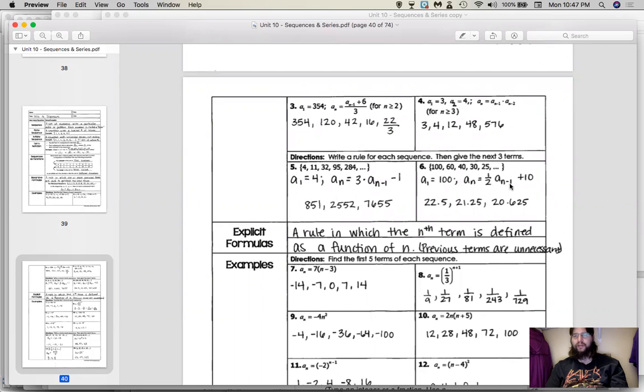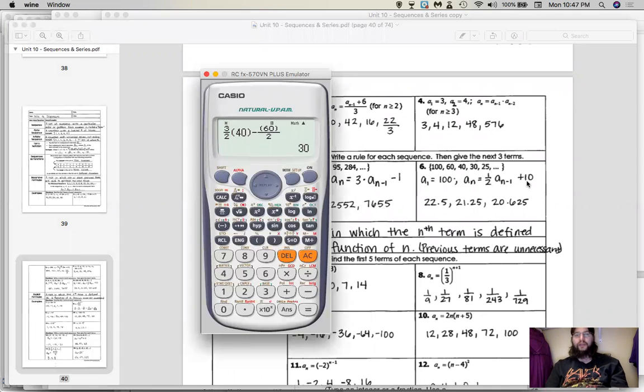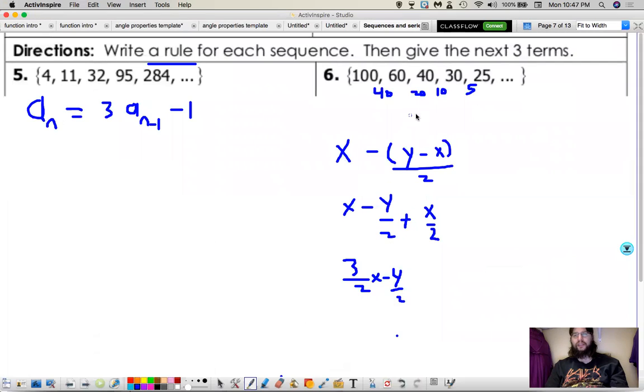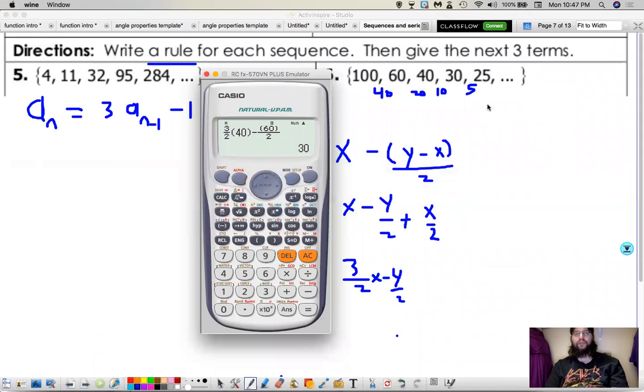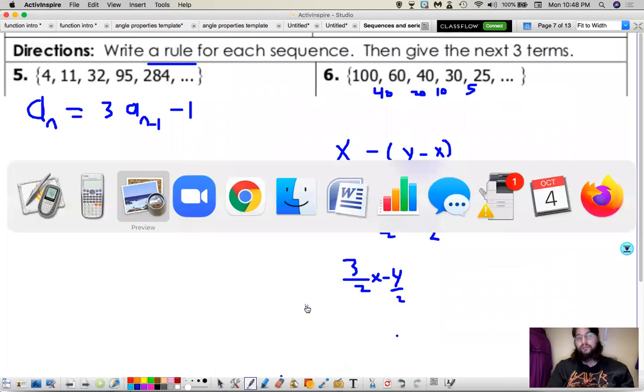It's half of the previous term plus 10. Okay, so this looks like it's going to work. I mean, there could be multiple patterns here. Let's make sure it works for these, the 40 and the 30. This was 40. That's 30. We should get 25. Okay, so this works. It's complicated and nasty, but it works.